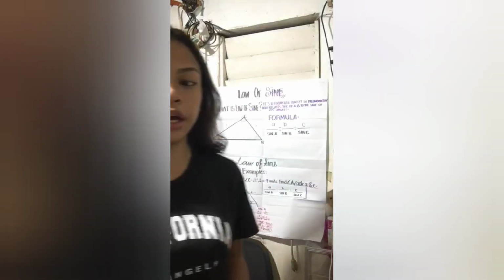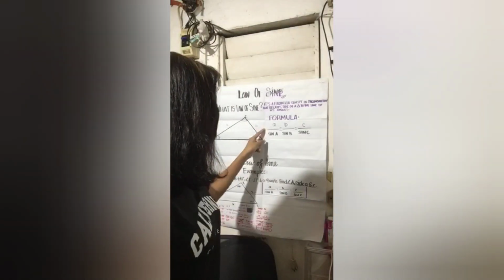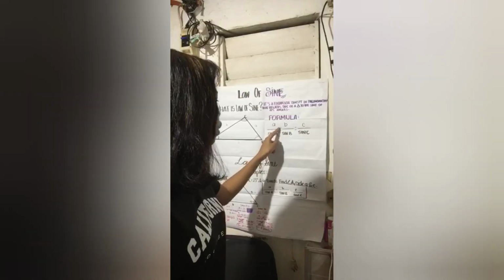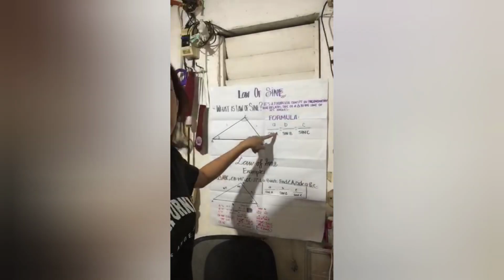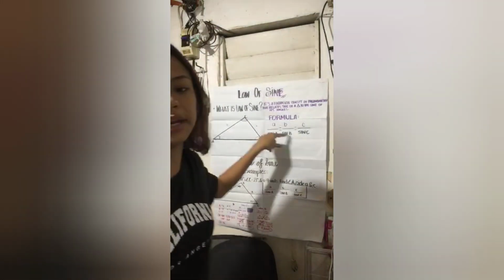So, we have here a over sine A equals b over sine B, and is equal to c over sine C. Now, we have a different version of it wherein we only flip the given fractions, wherein sine A, sine B, and sine C are the numerators while A, B, and C are the denominators. But they're both the same, so you don't have to worry about it. So now, let's start with our first problem.